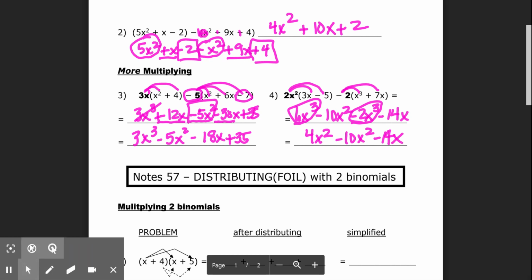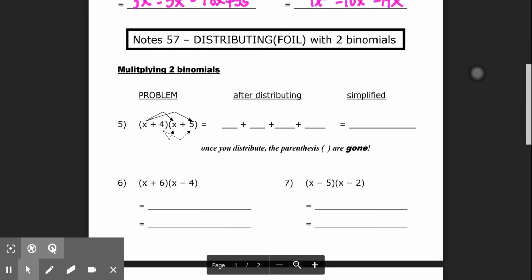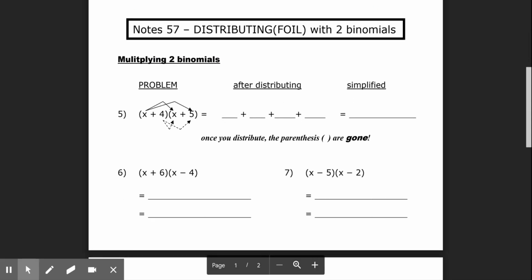All righty. So that is just a review of what we've gone over. Now what we're going to do is multiply with two binomials. Another name for distributing is called the FOIL method. So what we're going to do is multiply the first terms together. So that's like the F, the first term. So x times x is x squared.